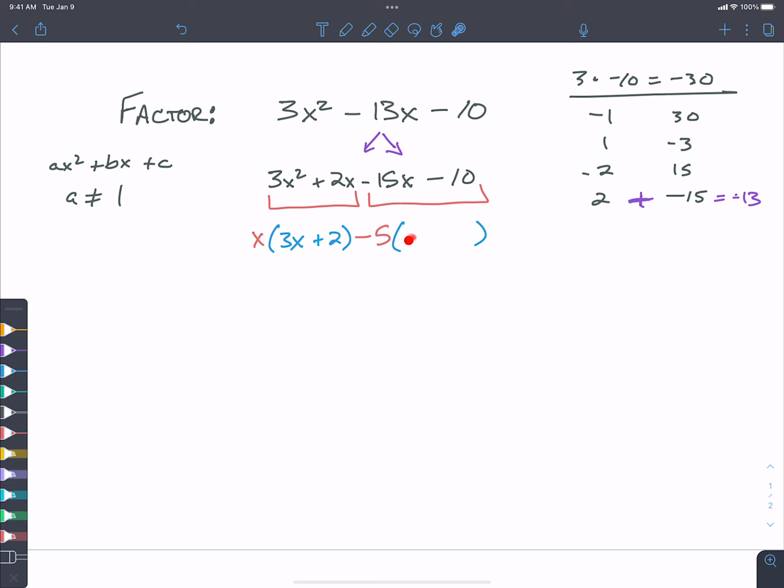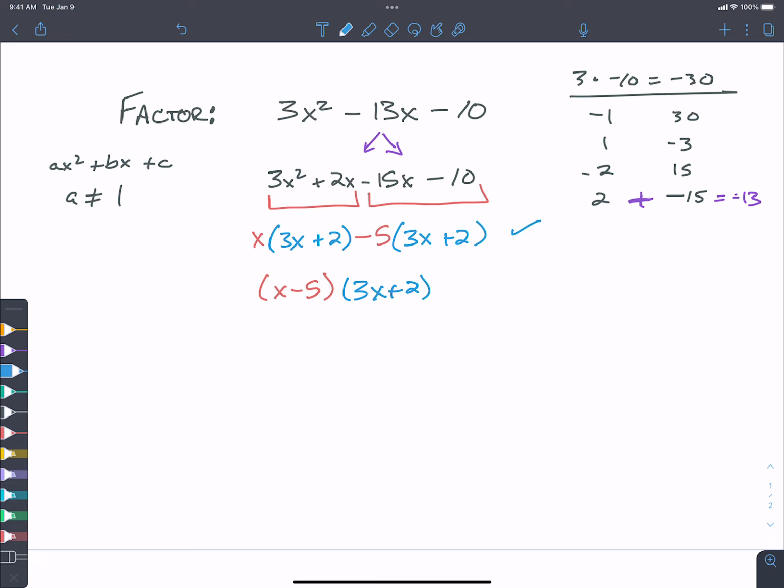Then I've got my parentheses. Negative 5 times what is going to give me negative 15x? That's going to be 3x. Negative 5 times 3 is negative 15, so negative 15x. Negative 5 times what gives me negative 10? That's going to be a positive 2. Hey, check here. Are these two things the same? Yes, they are. Good, so I'm on the right track. So now one of my parentheses is going to be x minus 5, and the other set of parentheses is going to be 3x plus 2.